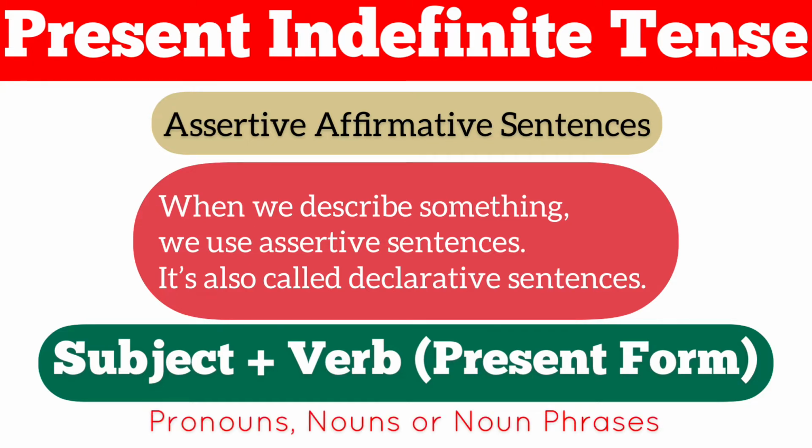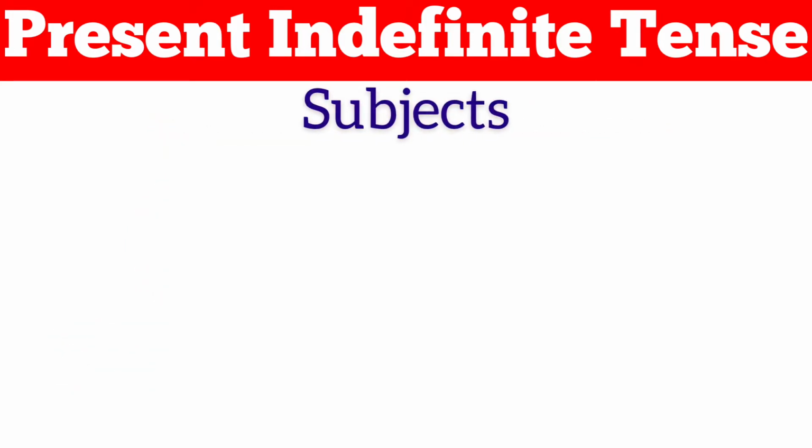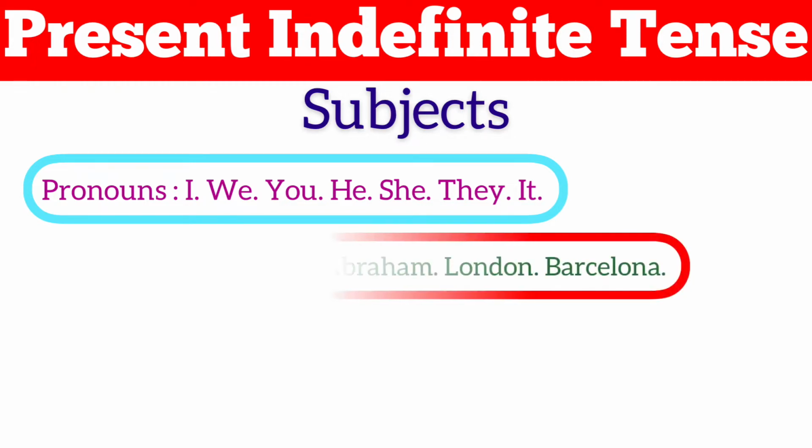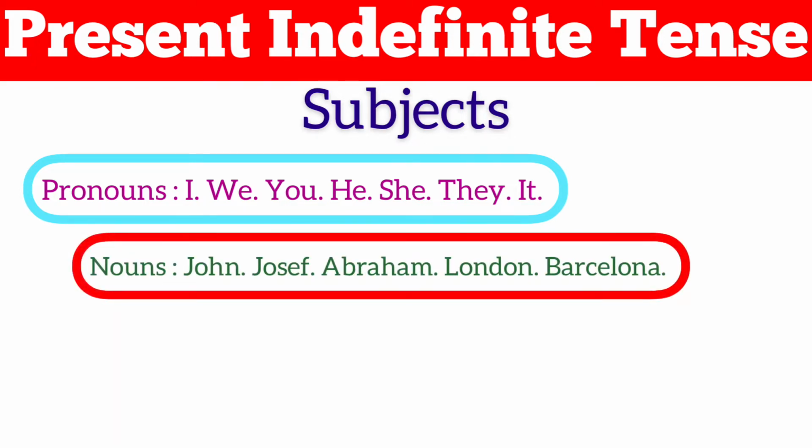You can use pronouns, nouns, or noun phrases as the subject in a sentence. Okay, pronouns. For example, I, we, you, he, she, they, it. All of them are pronouns. Okay, let's see some nouns. Joseph, John, Abraham, London, Barcelona, etc. Any name can be a noun.